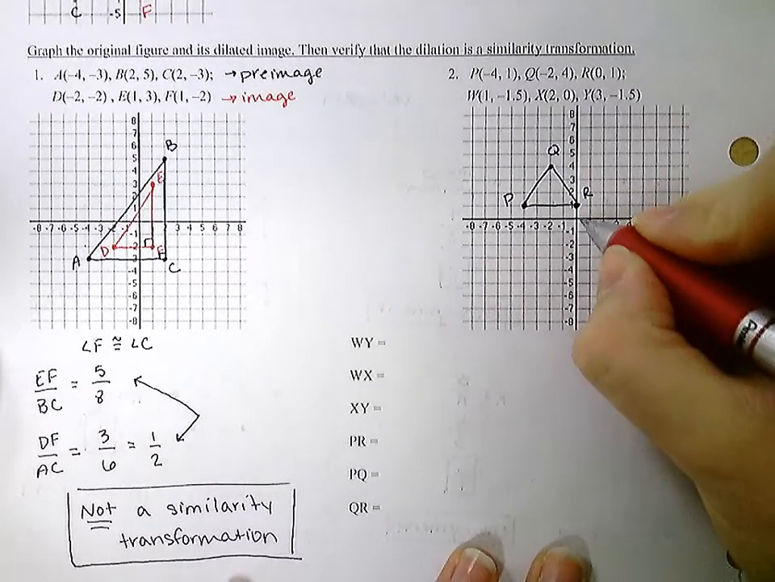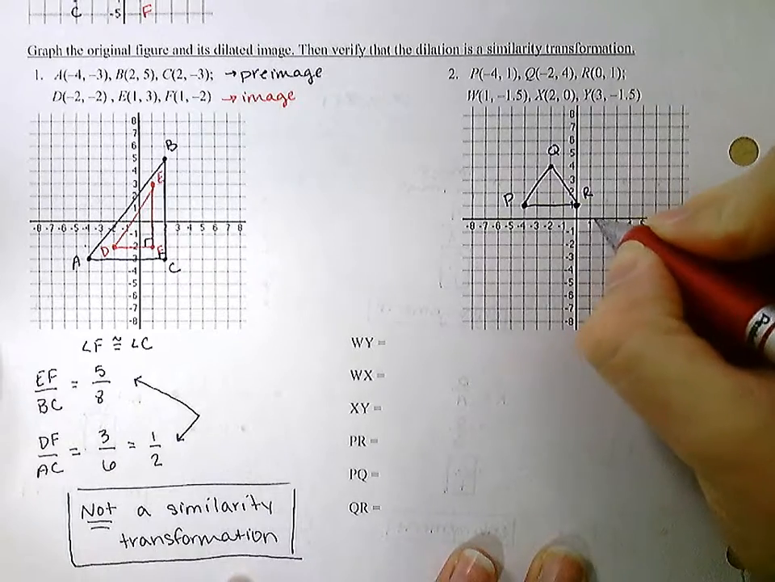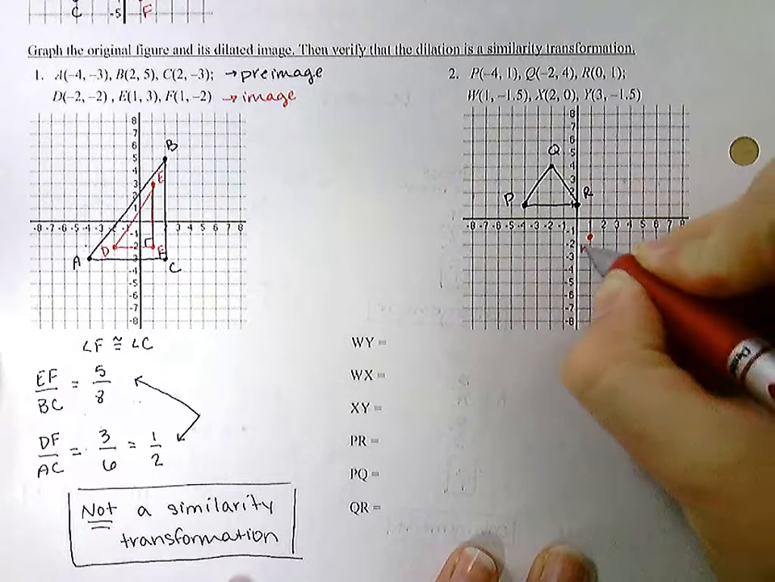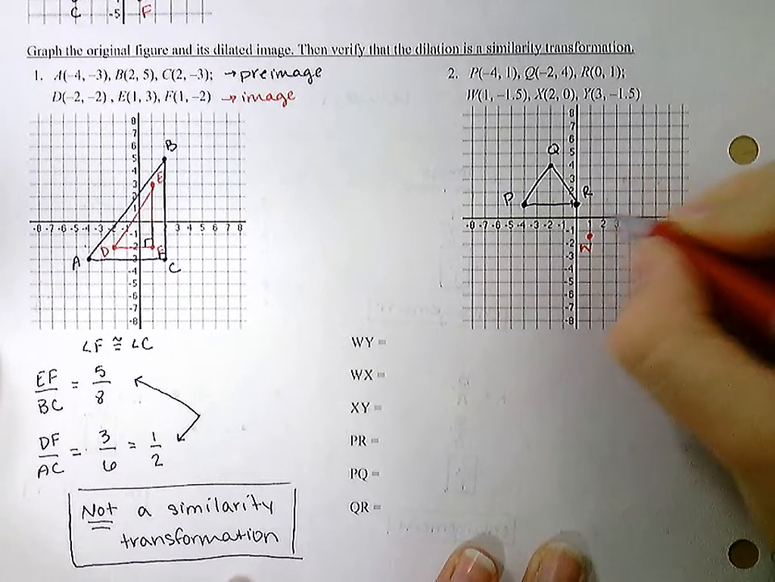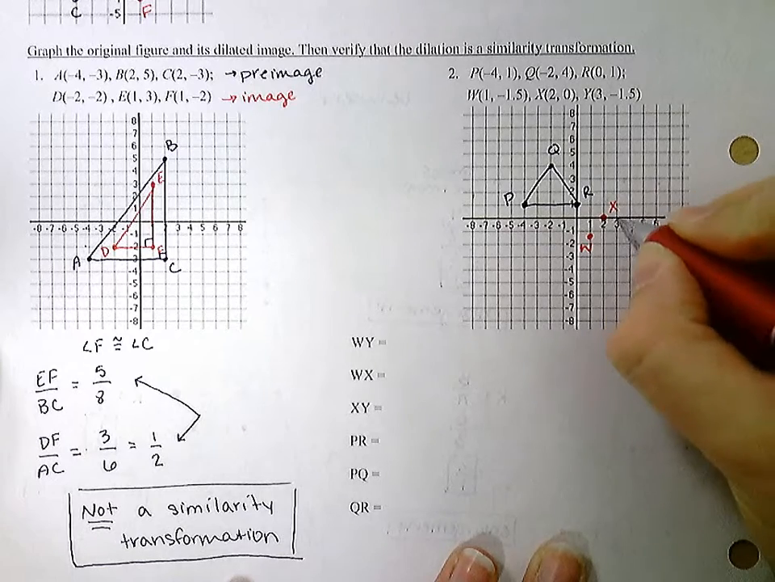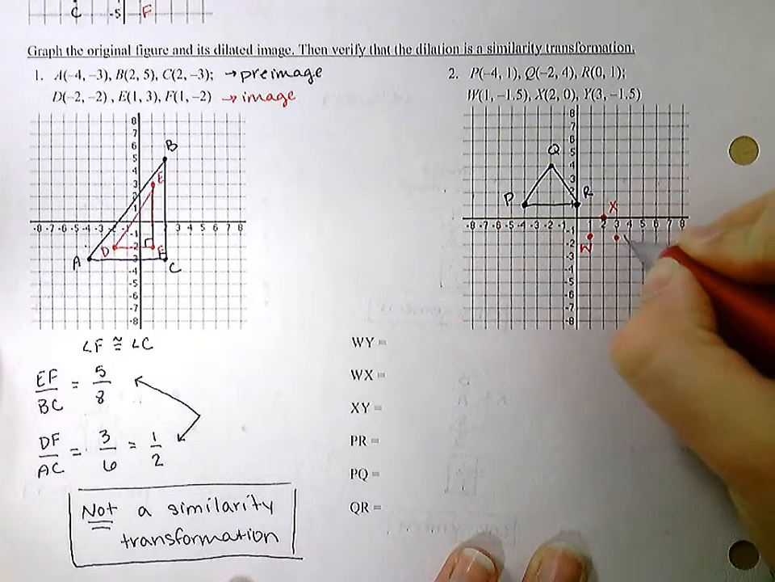Then my image I have at 1, -1.5. That's W. X is at 2, 0. And Y is at 3, -1.5.